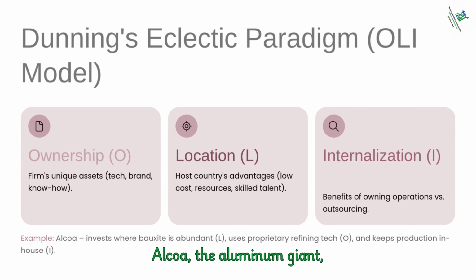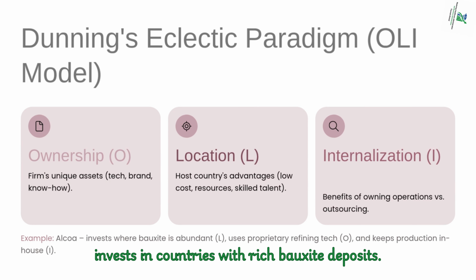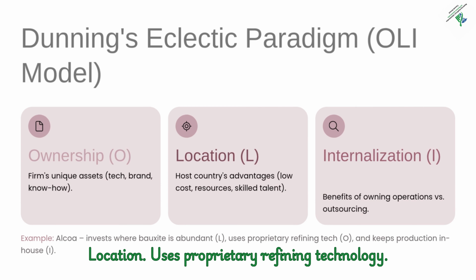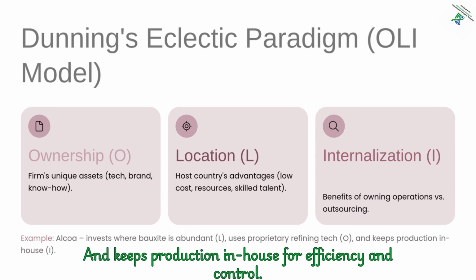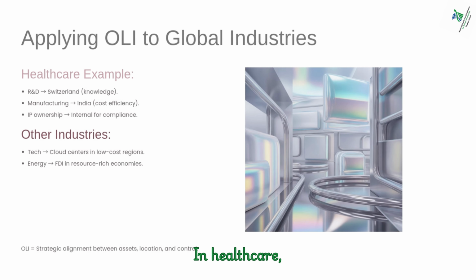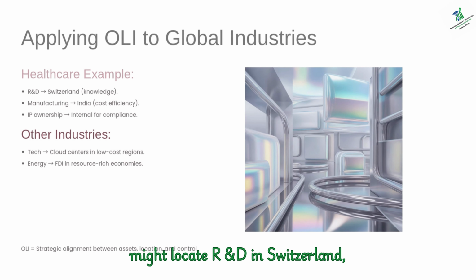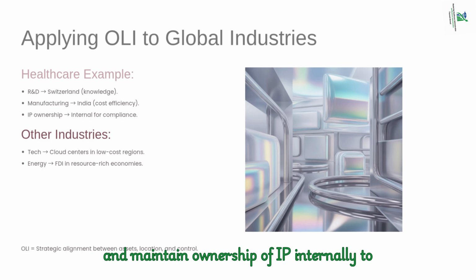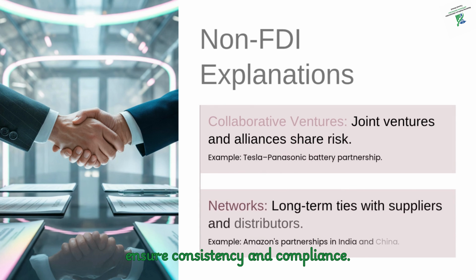Example, Alcoa, the aluminum giant, invests in countries with rich bauxite deposits. Location. It uses proprietary refining technology, ownership, and keeps production in-house for efficiency and control. Internalization. In healthcare, a pharmaceutical company might locate R&D in Switzerland, talent advantage, production in India, cost advantage, and maintain ownership of IP internally to ensure consistency and compliance.